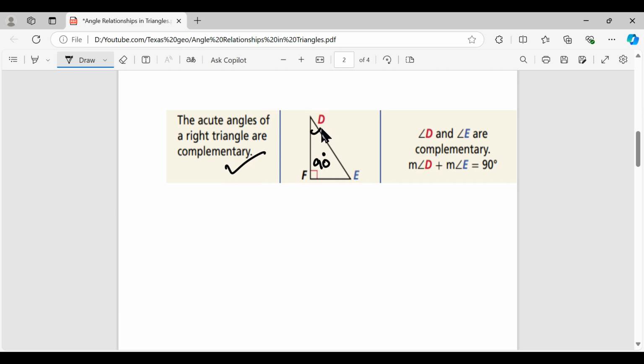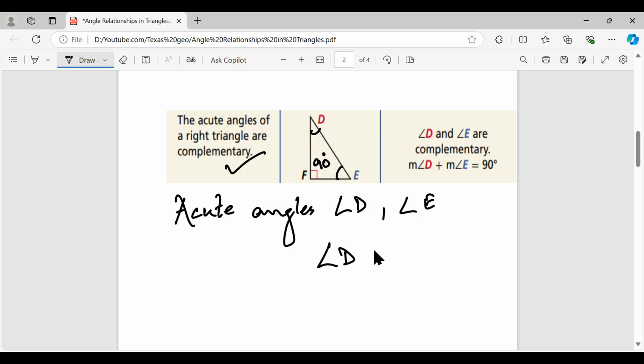And then it says acute angles are complementary in a right triangle. It means the acute angles are angle D and angle E. So your acute angles are angle D and angle E. So according to this corollary, you will say that angle D plus angle E equals 90 degree. Okay, so you can check also, see.